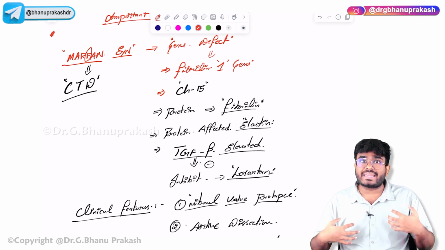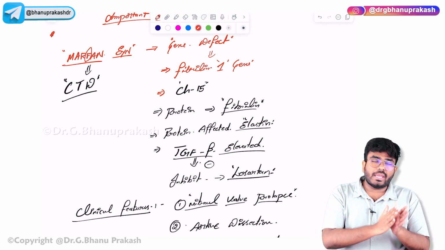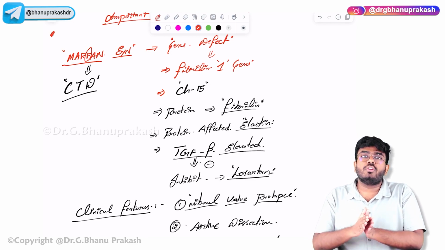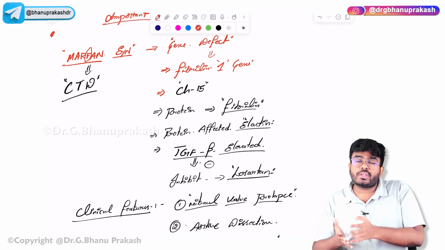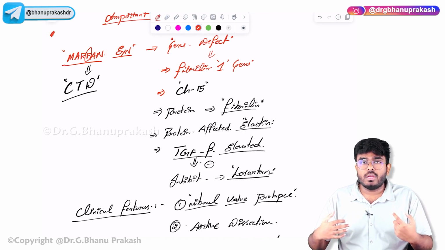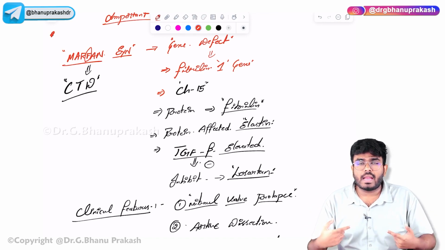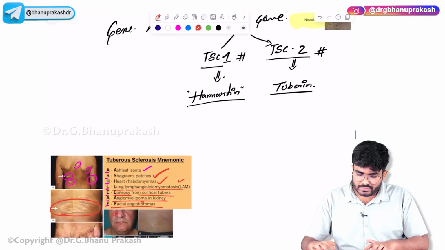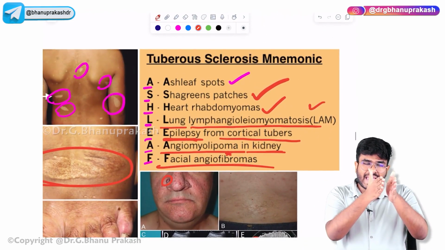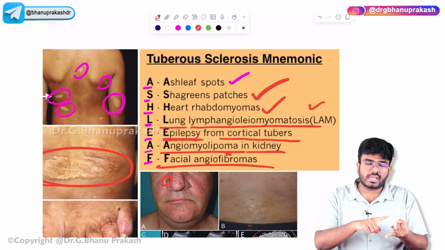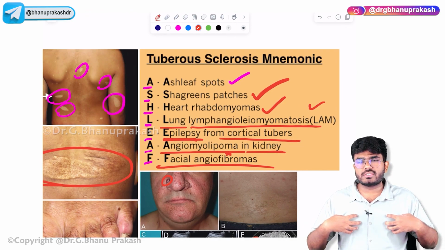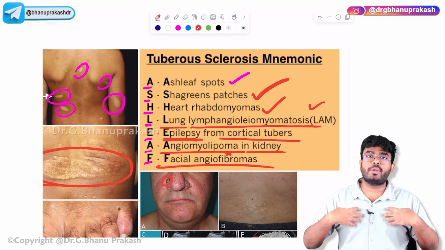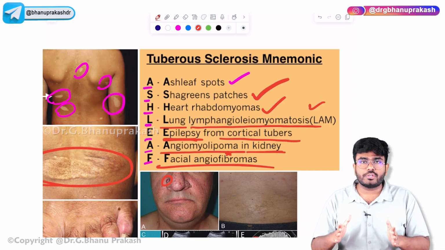The patient is at risk of getting a cancer called myelomonocytic leukemia. Next, in neurofibromatosis type 2, the patient is going to have meningiomas and schwannomas. And the last one which I want you to know is tuberous sclerosis, where the patient is going to have symptoms captured by ash leaf: ash leaf spots, shagreen patches, lymphangioleiomyomatosis in the lungs, angiomyolipoma in the kidney, and cardiac rhabdomyomas. These are the important clinical features which I want you to know for your exam.